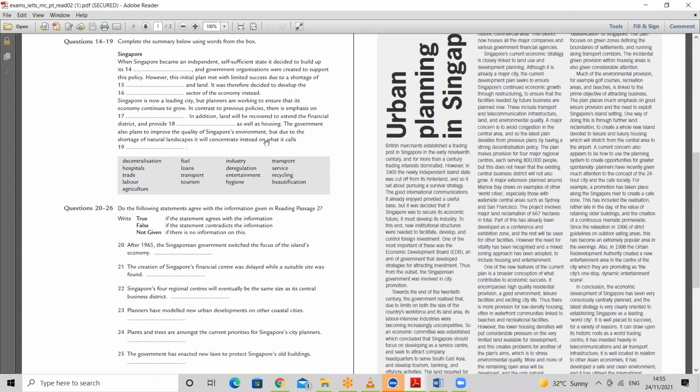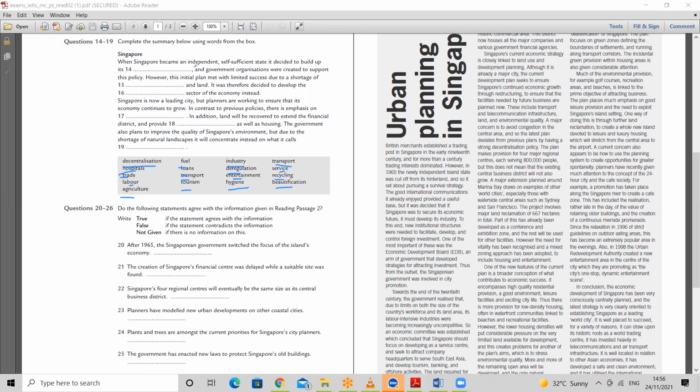Right, so this is a summary here. There are blanks for question number 14 to 19, and you choose your answer from the box below. I suggest that first of all you should read all the words. So I'm going to underline them: decentralization, hospitals, trade, labor, agriculture, fuel, loans, transport, tourism, industry, deregulation, entertainment, hygiene, transport, service, recycling, and also beautification. Now, because you have already read the text, let's look at question number 14 and the words which are associated with question number 14, the keywords.